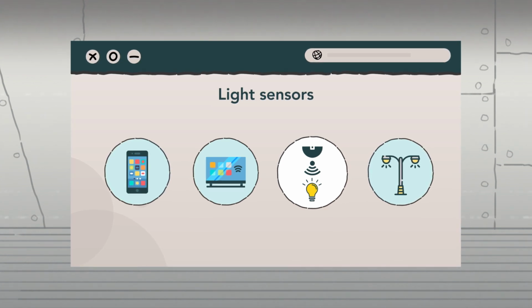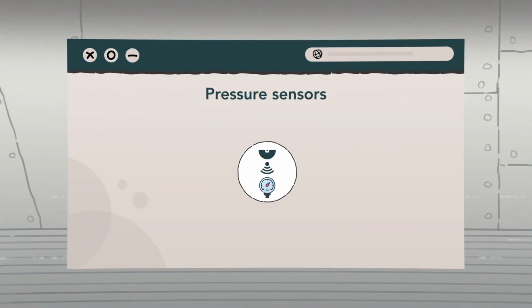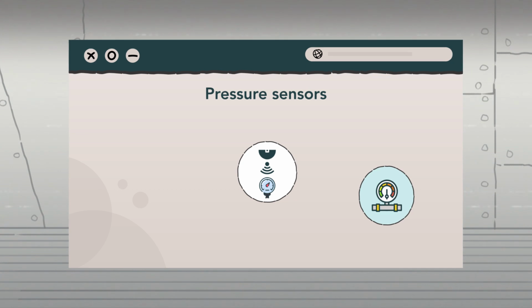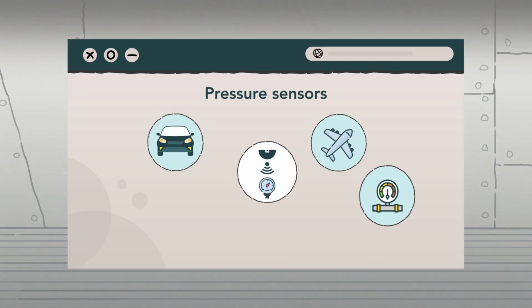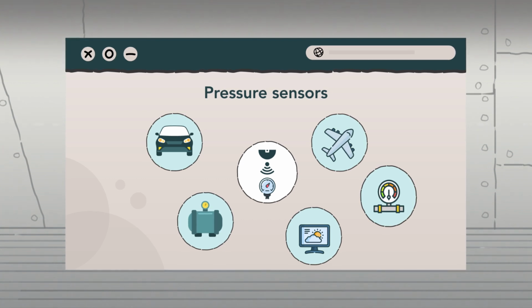There are also pressure sensors, which measure pressure and are usually associated with measuring fluid and gas pressure. They are used in weather stations, aircraft, cars, and pressure-related devices.